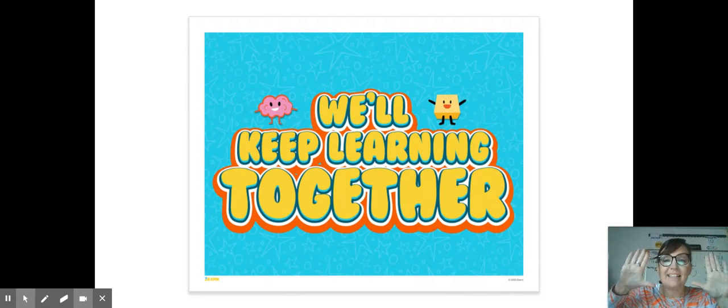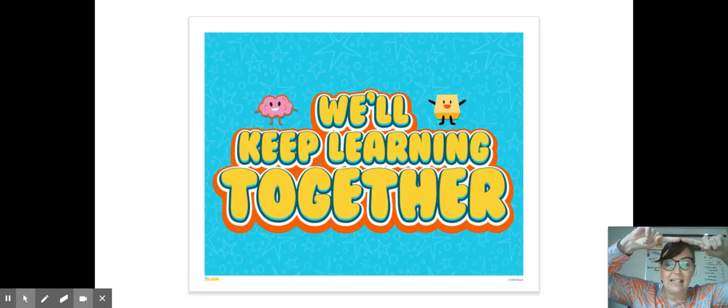Mirror words. We'll keep learning together. Neurons are connecting even when we are not together. Through the screen, our neurons are firing. You've got this, friends.